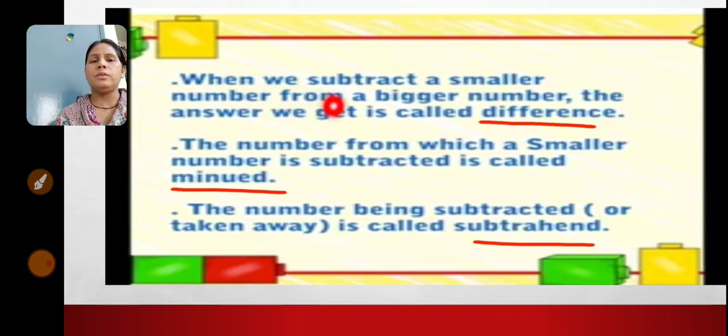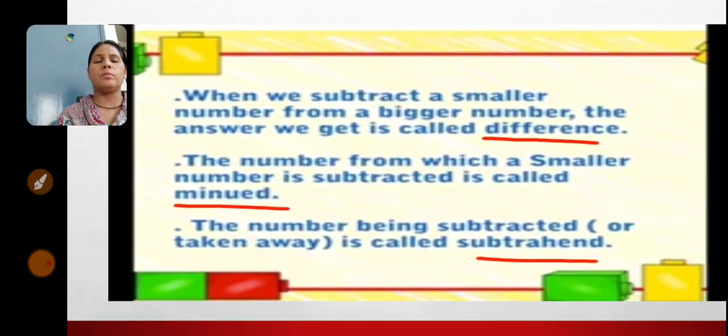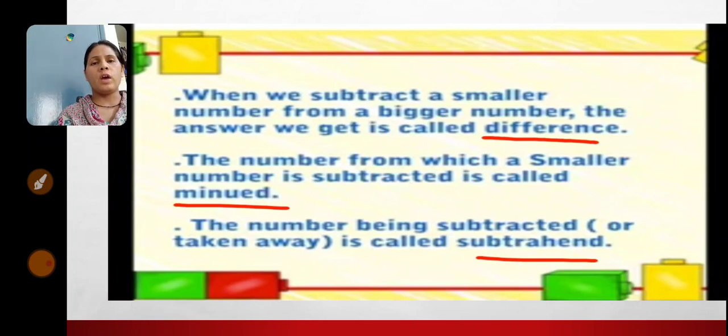When we subtract a smaller number from a bigger number, the answer we get is called difference. Suppose I am subtracting 3 from 5. Now 3 is the smaller number and 5 is the bigger number. If I subtract 5 minus 3, then the answer will be 2, and that 2 is called the difference.